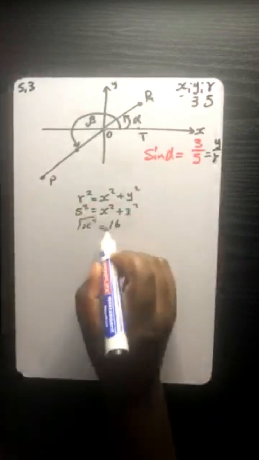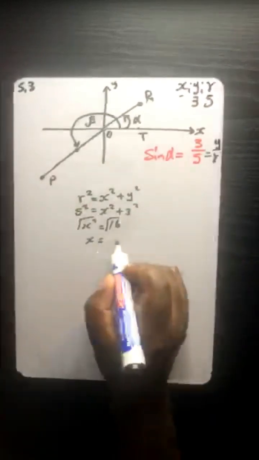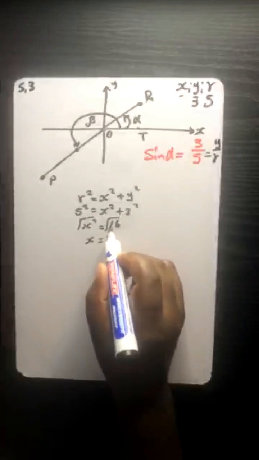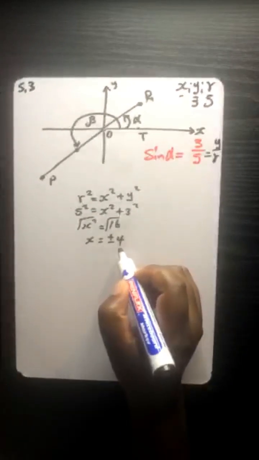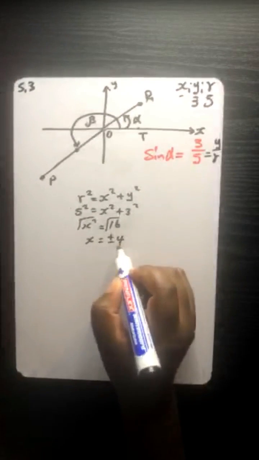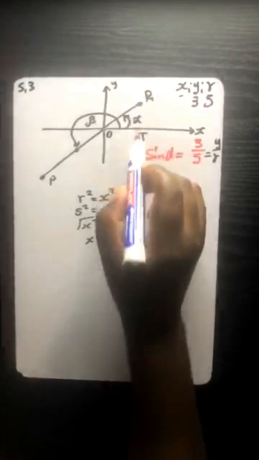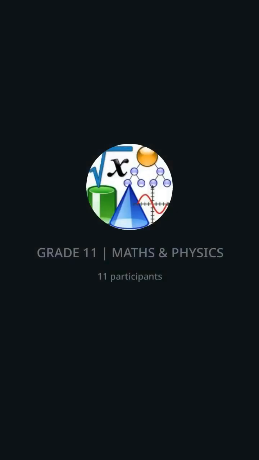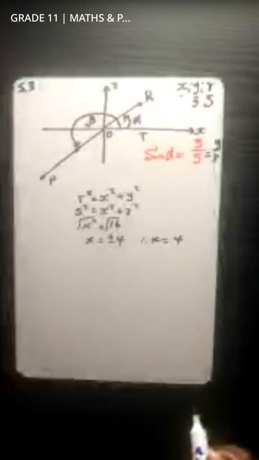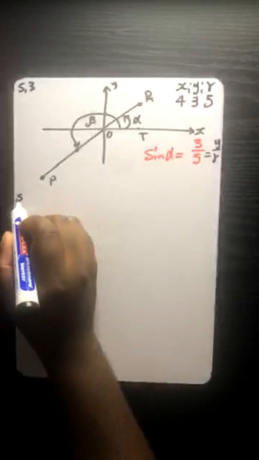Now you say square root on both sides so that you get your x. x is plus or minus square root of 16, which is 4. So the question is, is it positive 4 or negative 4? In this quadrant, x is positive, meaning x is equal to positive 4. So now you have completed all the sides of a right-angled triangle. Don't erase this after you've worked it out. Leave it there. You might score some marks on that one. So now let's move on to the questions.